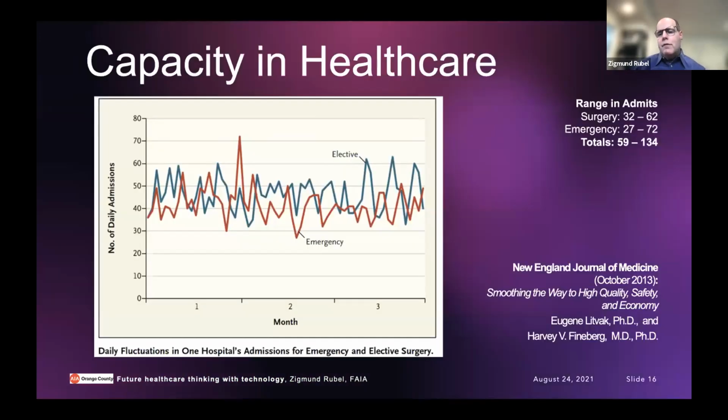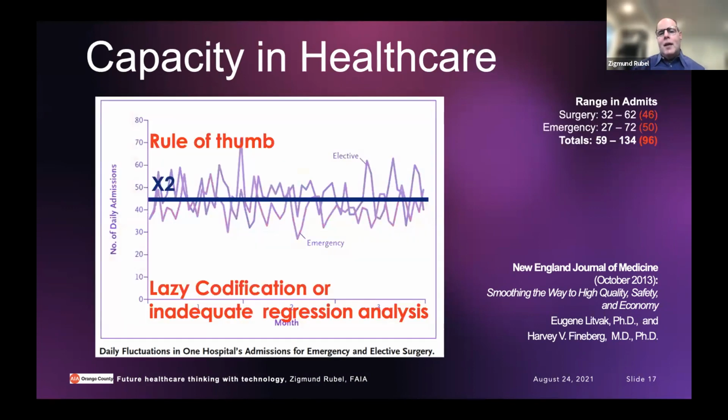So this is a chart from the New England Journal of Medicine that I really like showing. It's doctors looking at an emergency department, the blue line being elective admits from the emergency department, red line being the emergency admits from the department. And as you can see, there's a lot of variation. It doesn't require a degree in statistics to determine that. So the likely outcome that is normally done today is we take the average and we double it.